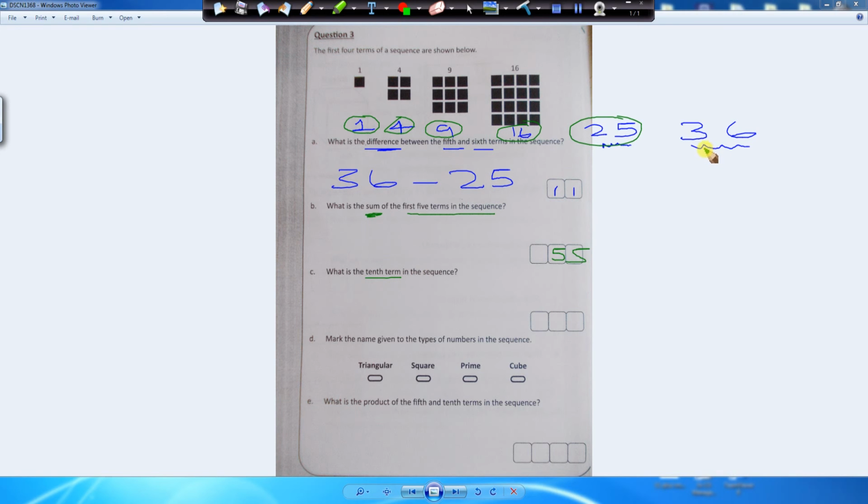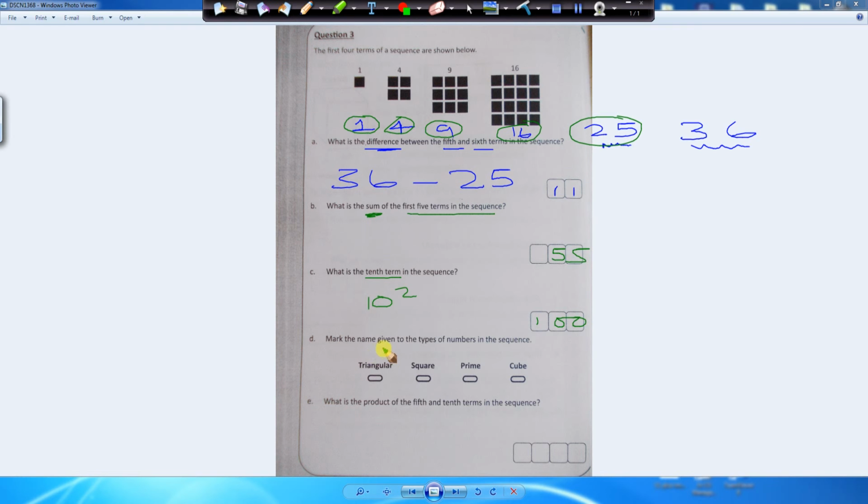Well, we've already worked out the 6th term. The 10th term will be 10 squared, which will give us 100. That's done. Nice and quick question. You shouldn't be getting these kind of questions wrong. There's no complexity in this question. It's a straightforward question.